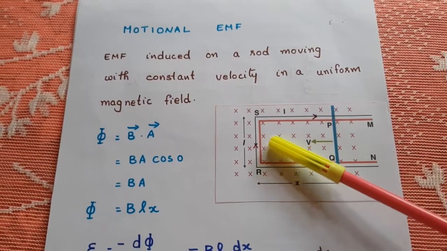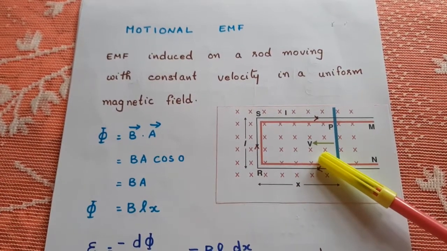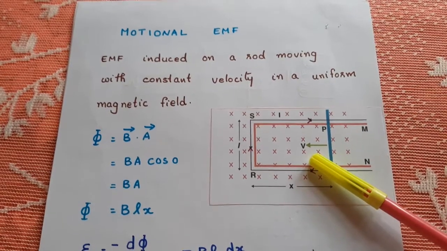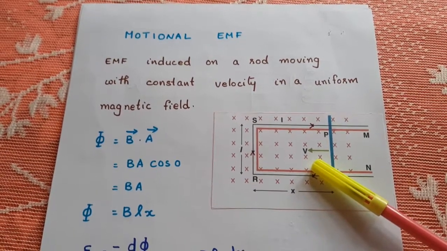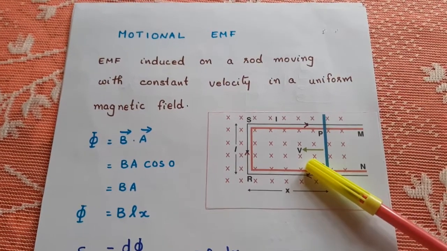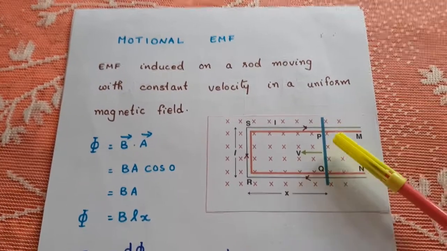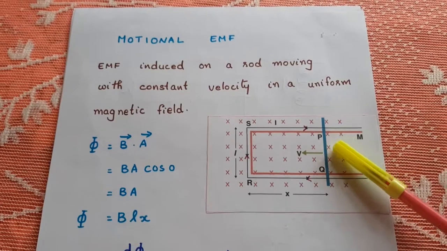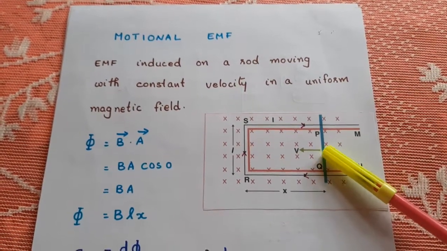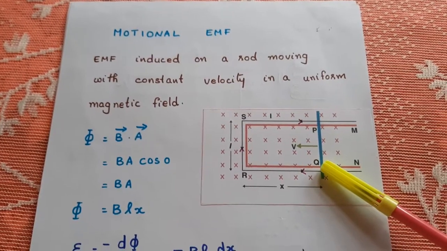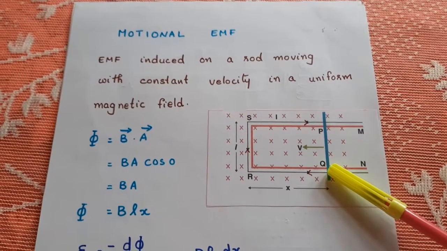The area of the coil decreases. So the magnetic flux associated with the coil also decreases. A change in magnetic flux induces an EMF on the rod PQ. Let us find the expression for induced EMF on the moving rod PQ.